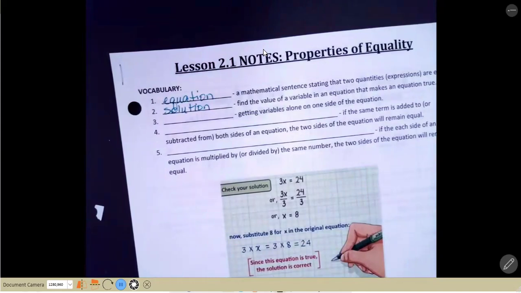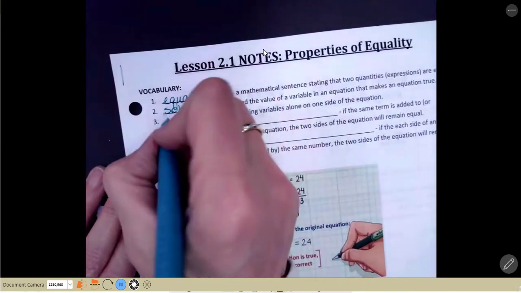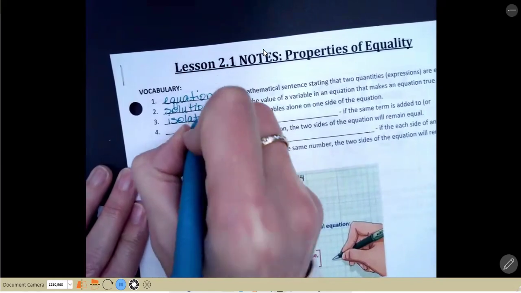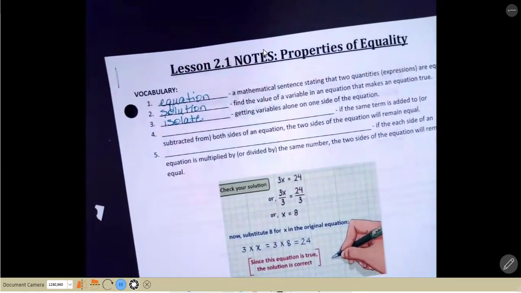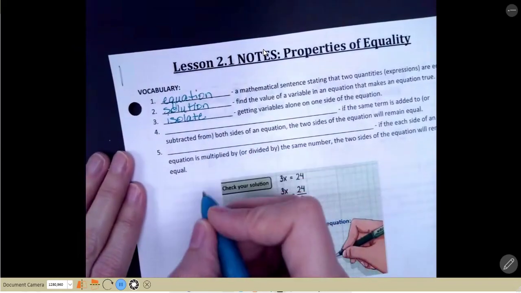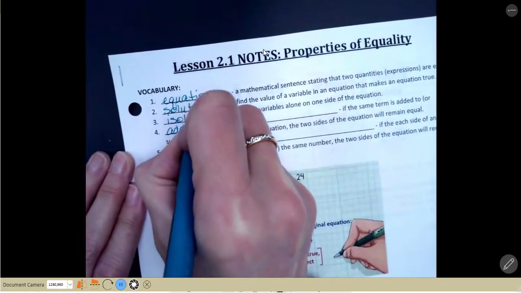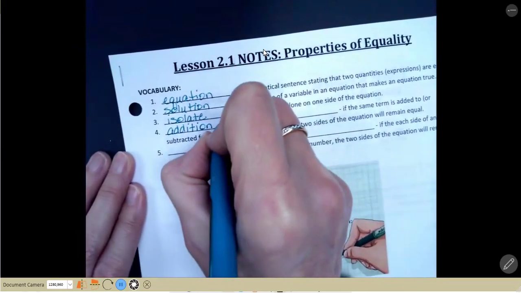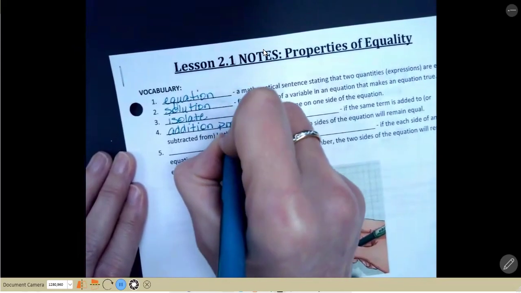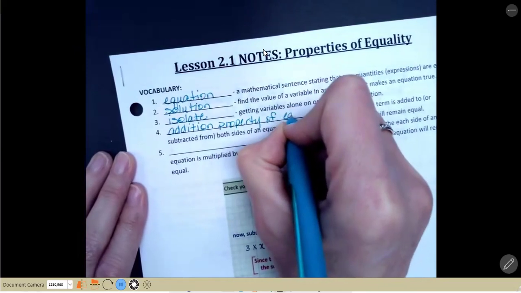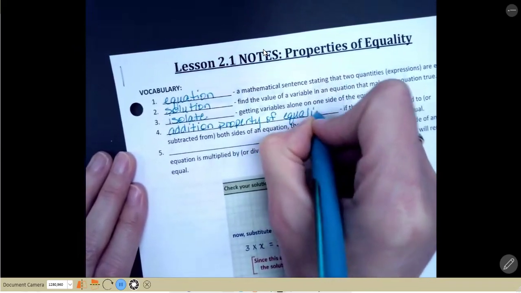Getting variables alone on one side of the equation is called isolate. And you hear me say that a lot when we're solving equations. The same term is added to or subtracted from both sides of the equation, and that is the addition property of equality. Not subtraction. Even though you can subtract.